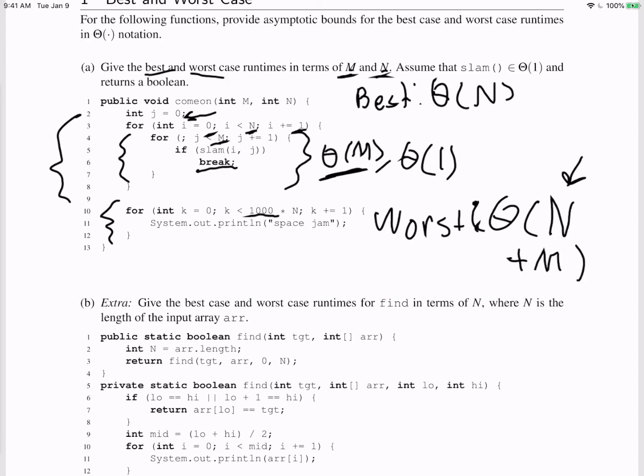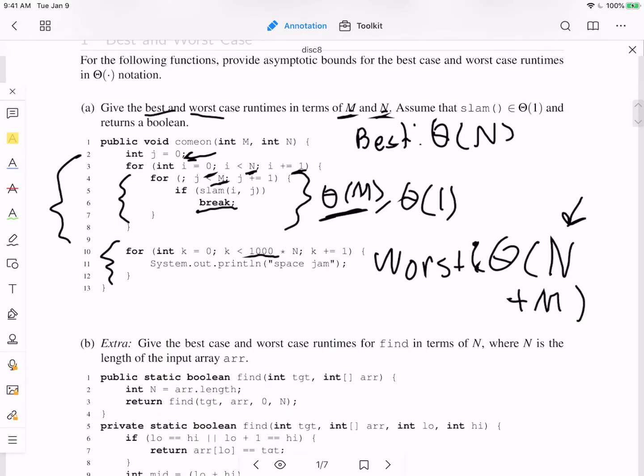O of n plus m. So when it's talking about the best and worst case runtimes, it's kind of limiting the possible inputs. So in the best case, like we said, the inputs were such that slam of i and j is always true. And in the worst case, slam of i and j was never true. And so the reason we don't put a theta there is because in the best case, we're not even looking at the inputs where slam of i and j is not true. We're not even going to consider those inputs.